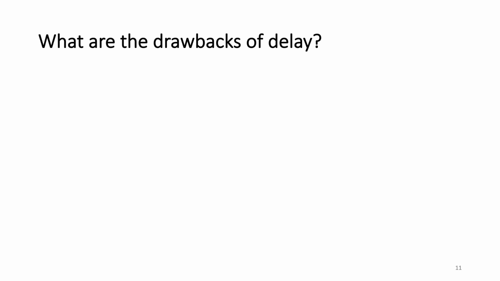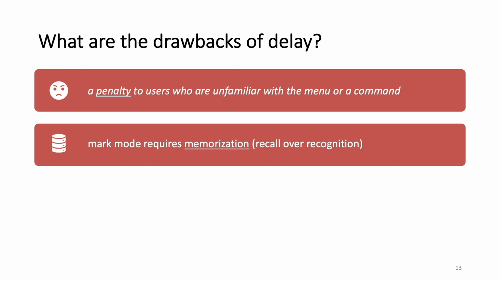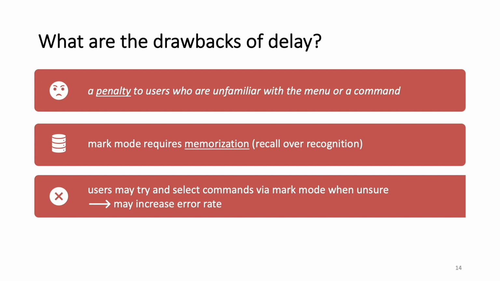While this delay has received little criticism in the literature, we note a few potential drawbacks. First, the delay can serve as a penalty to users who are unfamiliar with the menu or command. The mark mode requires that users memorize the often arbitrary strokes associated with selection, which may use up more cognitive resources that could have been dedicated to the task at hand. And lastly, users may try to select commands using the mark mode when they're not actually sure if the stroke corresponds to their desired selection, which in turn may increase error rate.